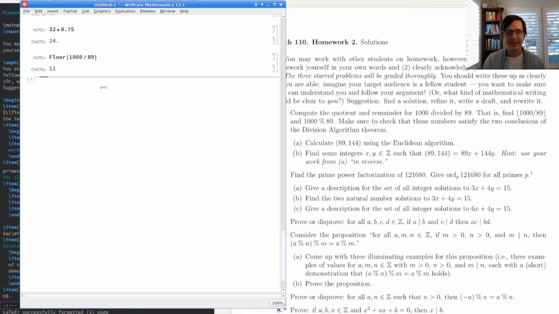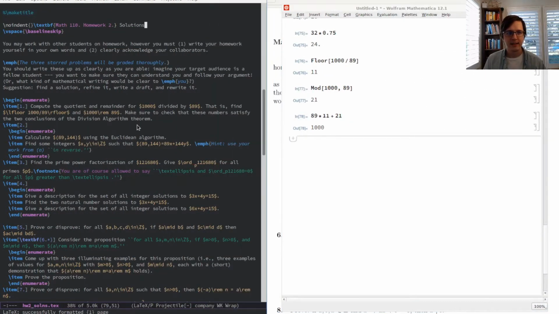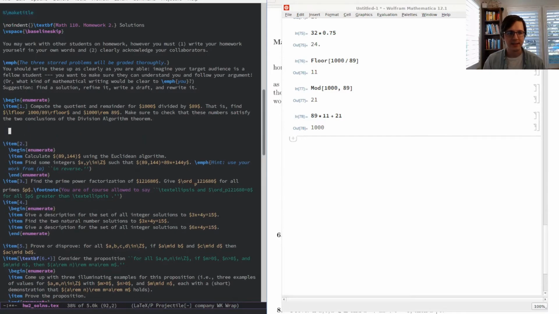The other thing is we need the remainder, so may as well use the mod function for that. And so that's 21. And what we need to check is that if we take 89 times the quotient and add the remainder, that we do indeed get 1,000, and do we? Great. So let's copy these in. Okay, and also we have to create a solution.